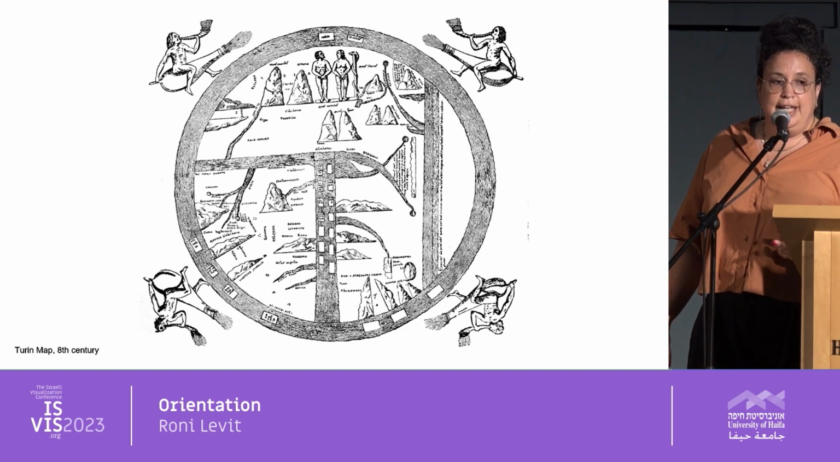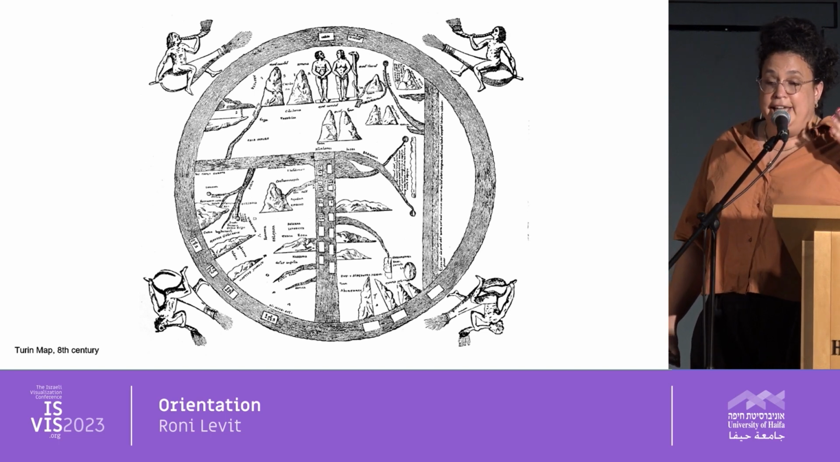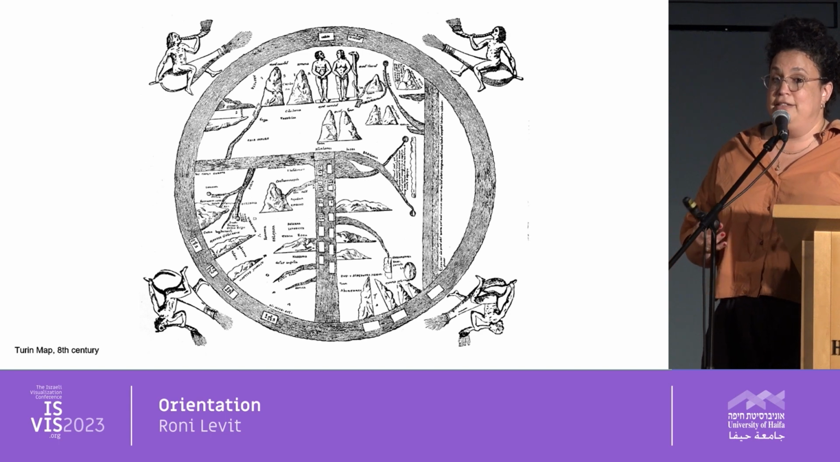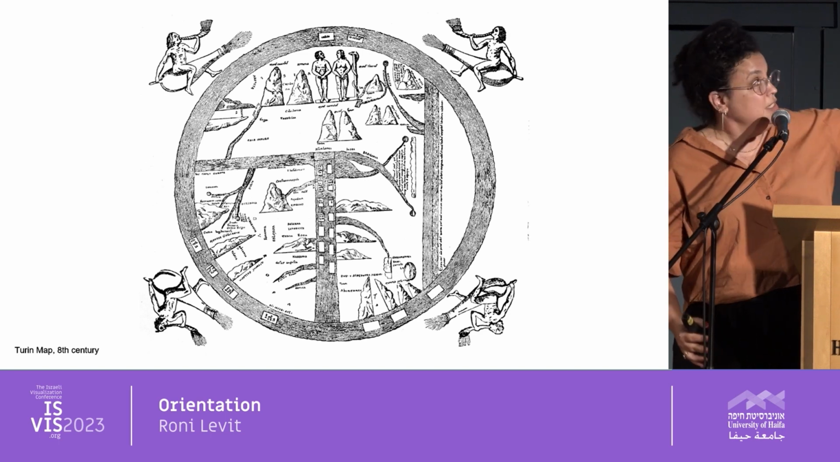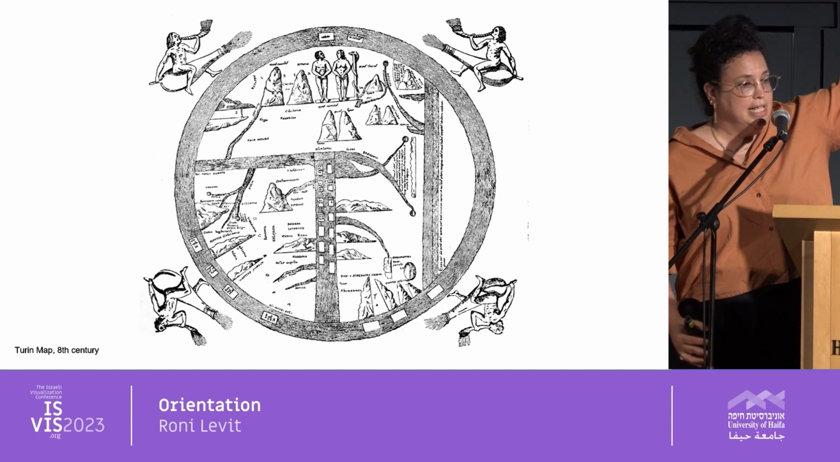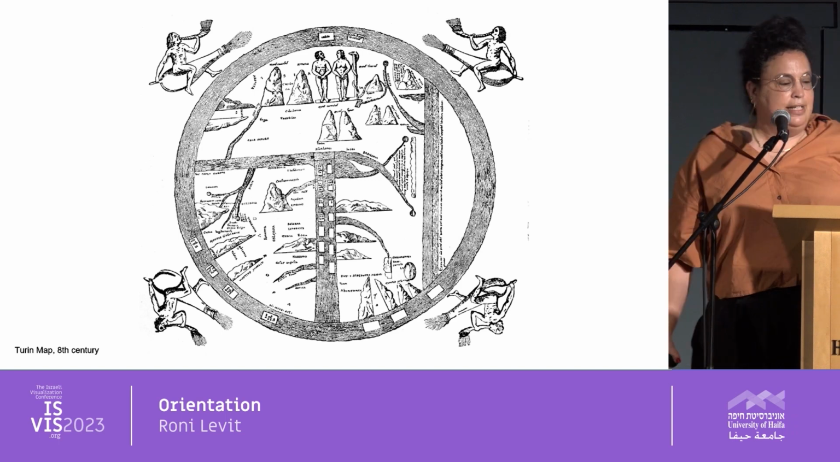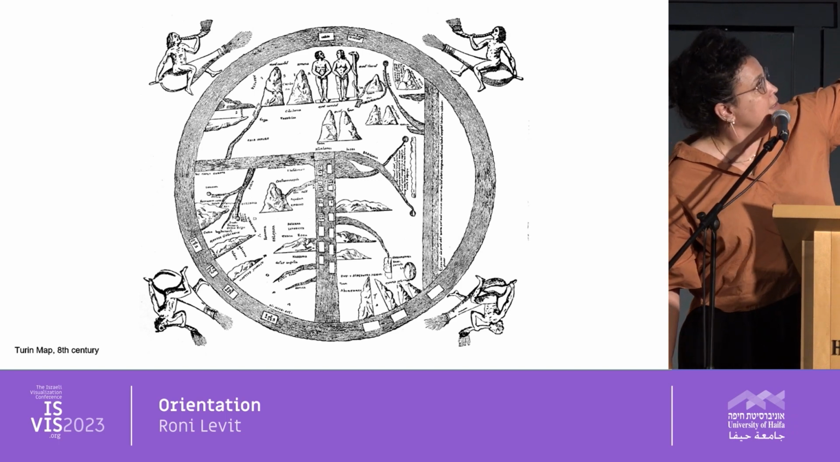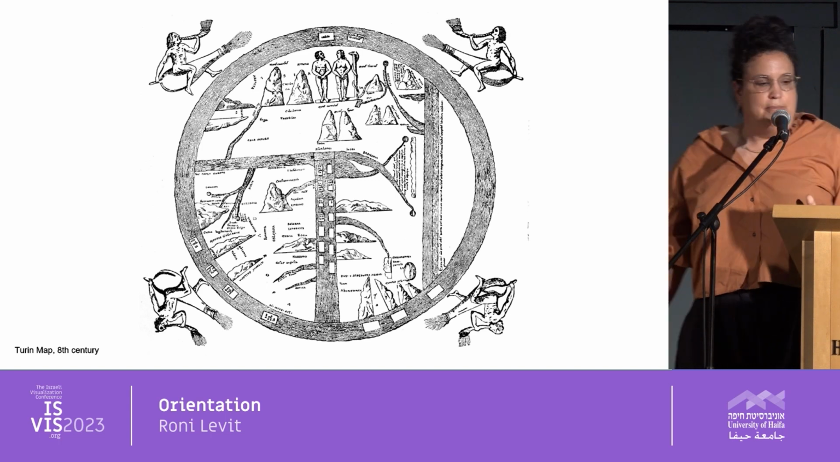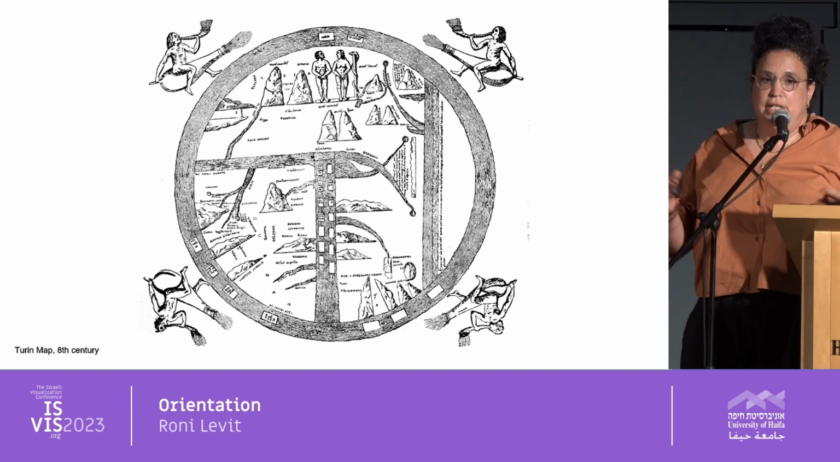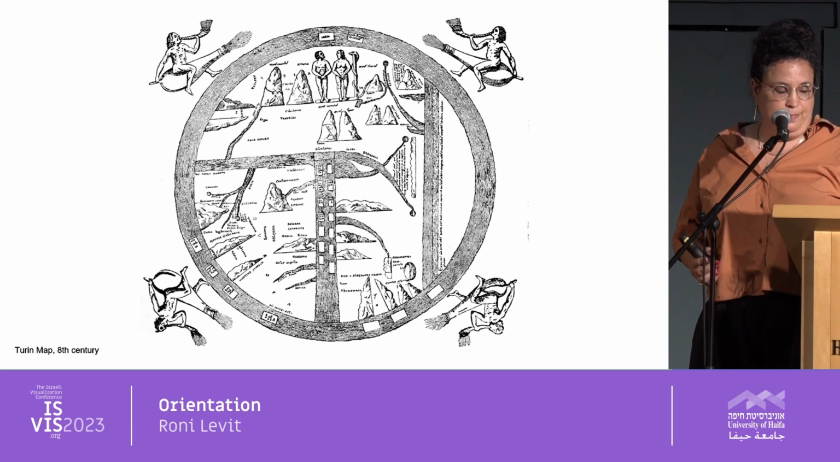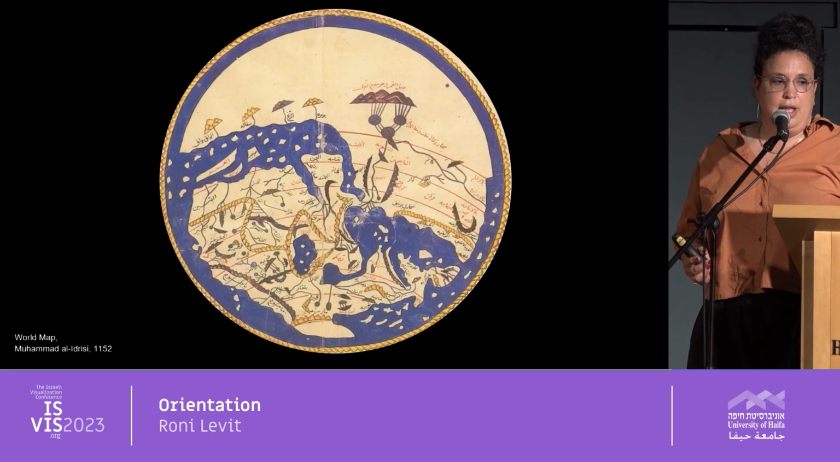And basically, most of those maps were facing east because east is very easy to recognize. This is where the sun rises. So you see Adam and Eve there. That's the east, that's paradise. And this little chunk is Europe, and this is Africa. And Jerusalem is in the middle. That's how the Judeo-Christian tradition believed the location of Jerusalem is.